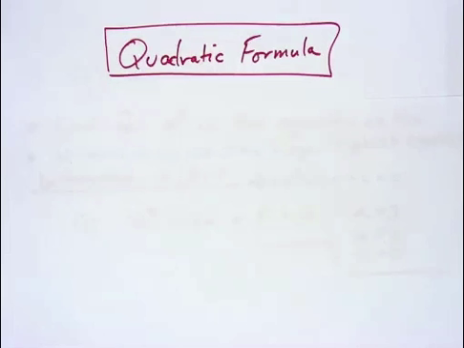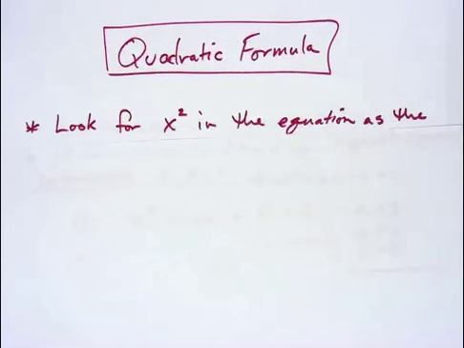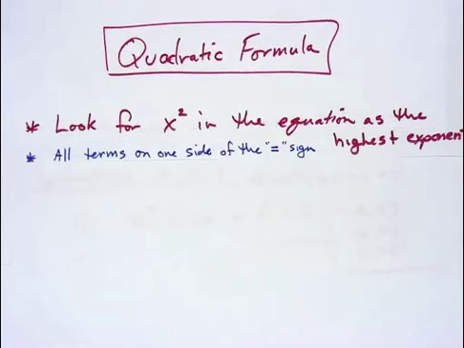Okay, this video is going to walk you through how to use the quadratic formula and when to use it. What you're looking for in your equation is hopefully a term with x squared as the highest exponent. If you have that, that's the first thing you need to be able to use the quadratic formula. Another thing you need is to have all the terms arranged on one side of the equal sign, and then have 0 on the other side.